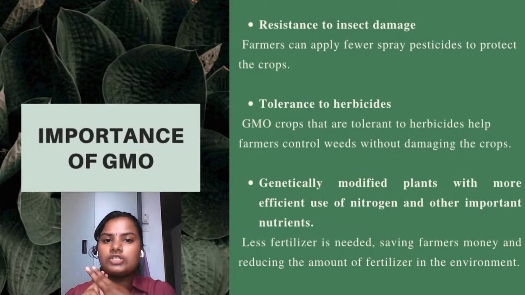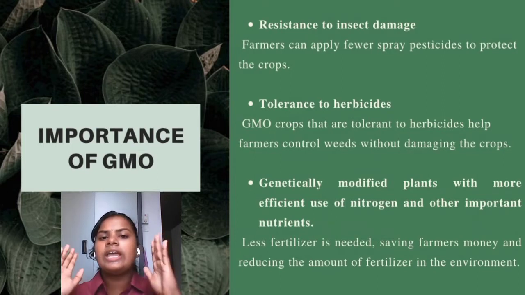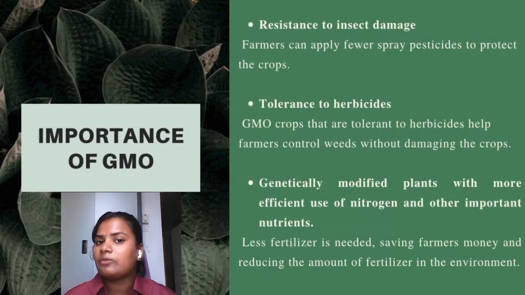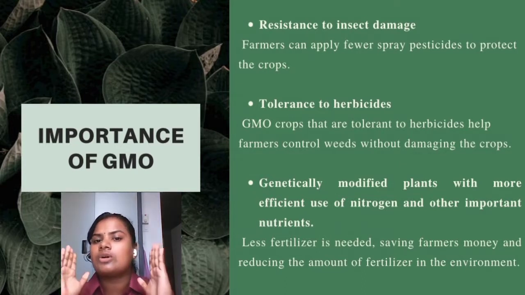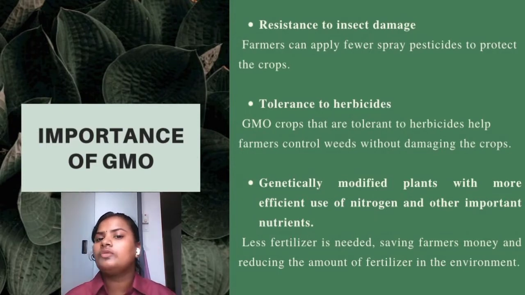Second, tolerance to herbicides. GMO crops that are tolerant to herbicides help farmers control weeds without damaging the crops. When farmers use these herbicide-tolerant crops, they do not need to till the soil, which they normally do to get rid of weeds. This no-till planting helps to maintain soil health and lower fuel and labor use.